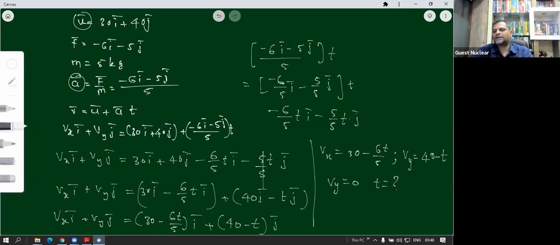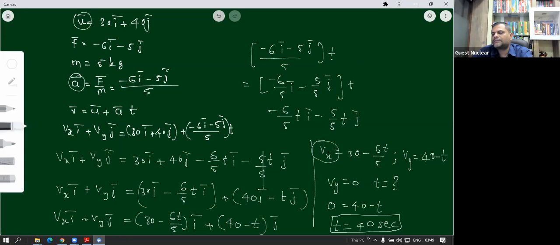Y component of velocity is going to be 0, so we have to find out how much time that takes. So just put this Vy equal to 0 in this equation. Put 0 in place of Vy, so we get 0 is equal to 40 minus t, so that we get t is equal to 40 seconds. That is simply the answer. At 40 seconds the vertical component of velocity becomes 0, remember this properly.